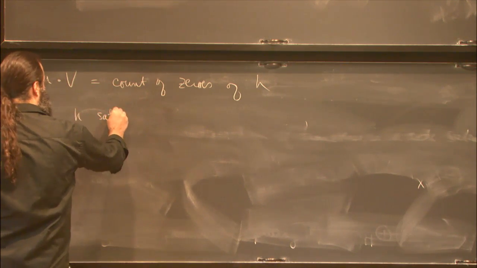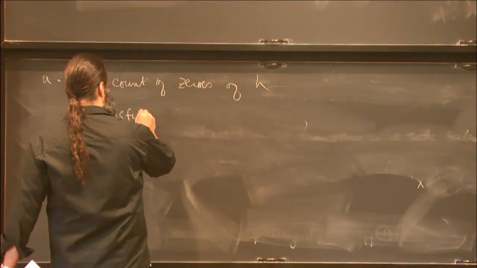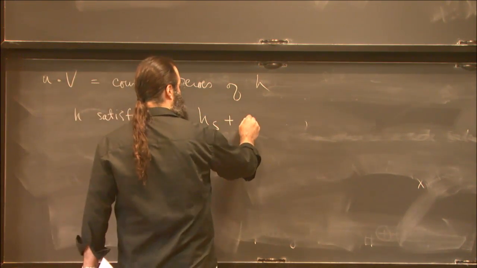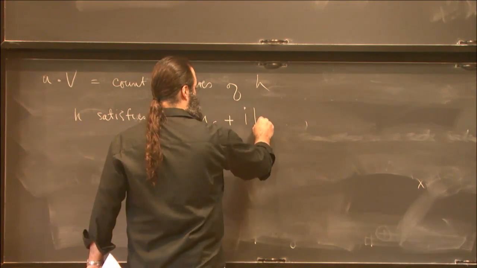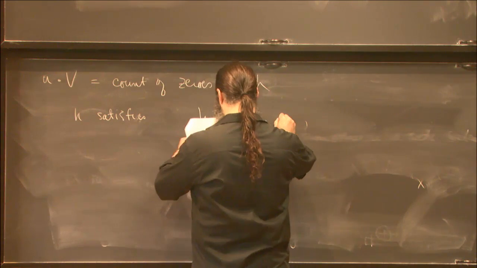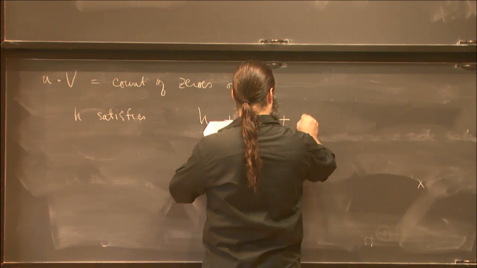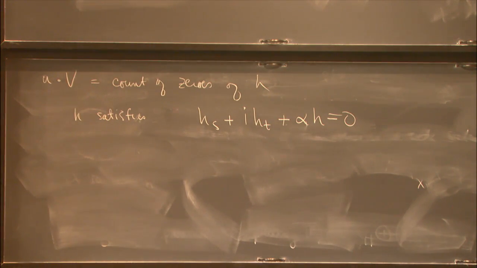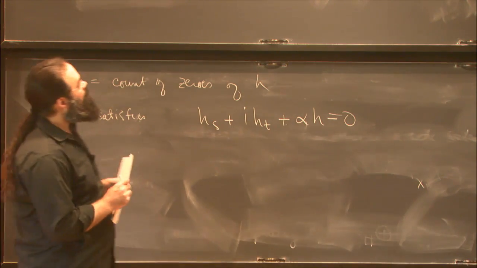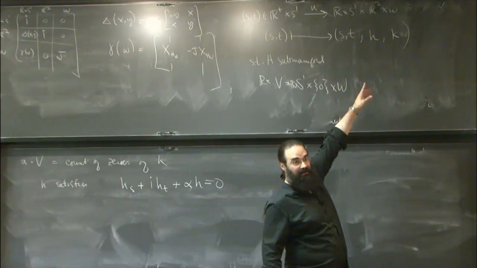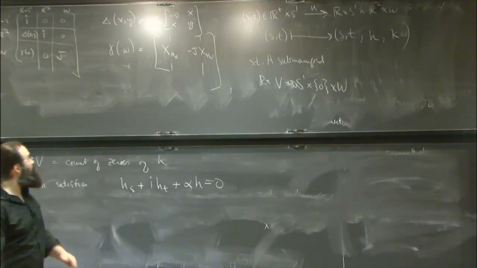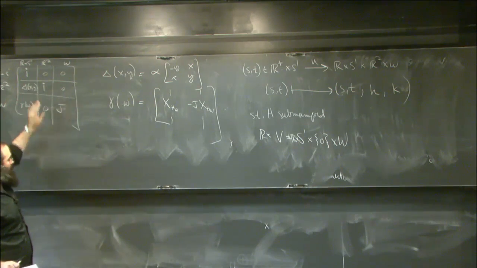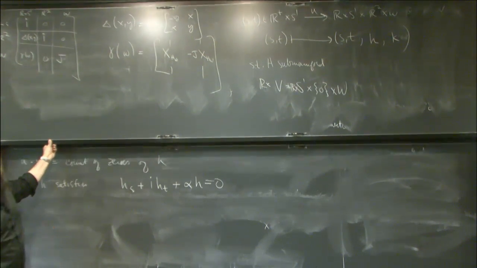H satisfies H_S plus i H_T, and then let me check my sign here, plus alpha H equals 0. Okay, I can just take S and T derivatives of this and plug it into the J holomorphic curve equation, and the H component is going to go right across here. And so this is where I get that alpha H term.